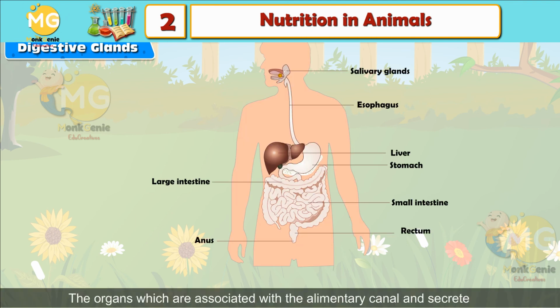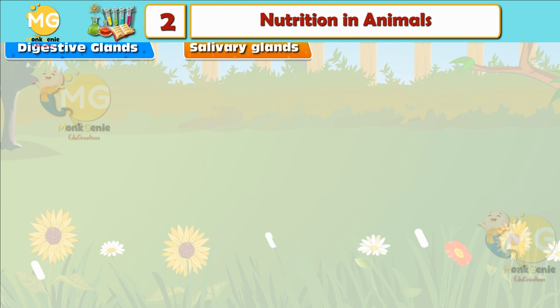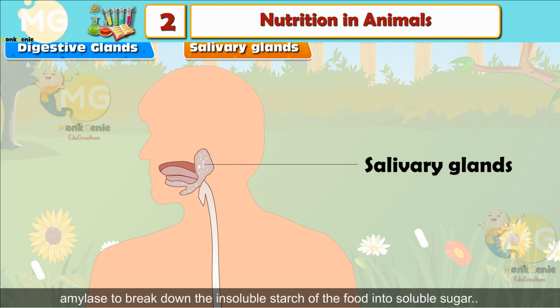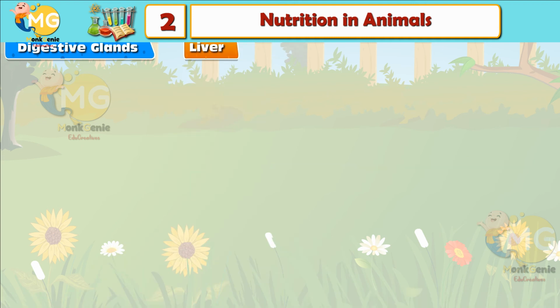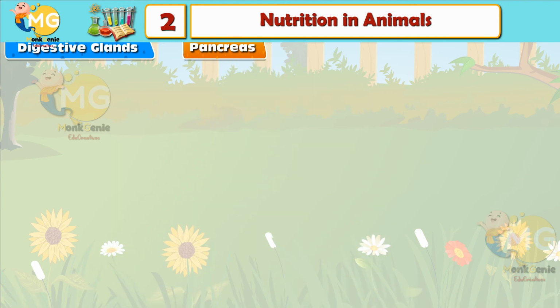Digestive glands. The organs which are associated with the alimentary canal and secrete digestive juices into it are called digestive glands. Salivary glands. They are located in our mouth and secrete saliva, which contains an enzyme amylase to break down the insoluble starch of the food into soluble sugar. Liver. The liver is a reddish-brown colored gland situated on the right side, just above the stomach. It secretes a yellowish-green colored liquid called bile.